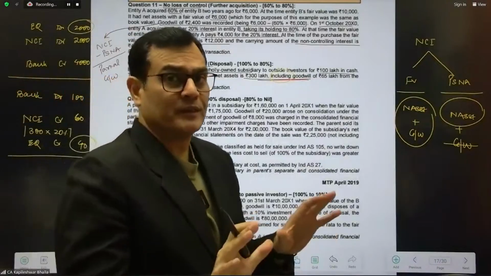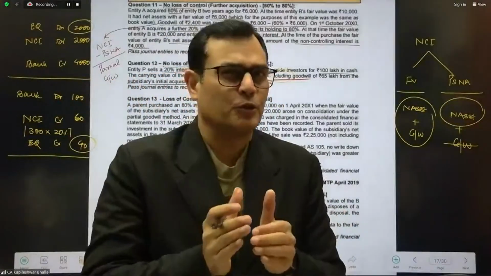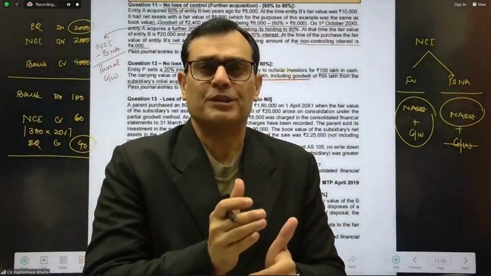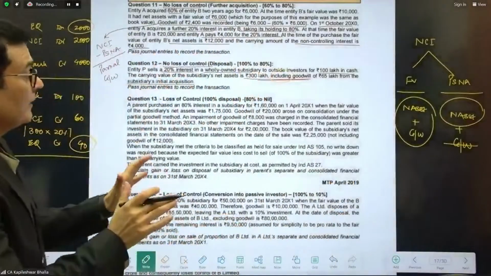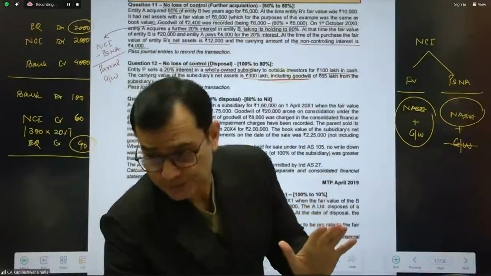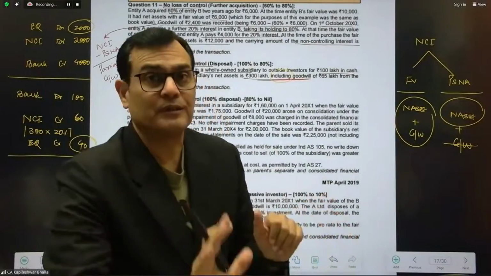These were the two questions where there has been a disposal and a further acquisition, but the control continues. So we've just changed the NCI and the gain or loss is taken in the equity. I hope so far so good. So this is one case which is done. Now let's go to the next one.